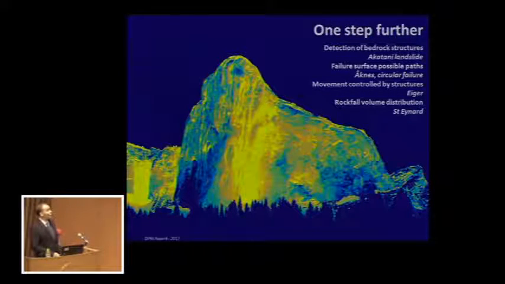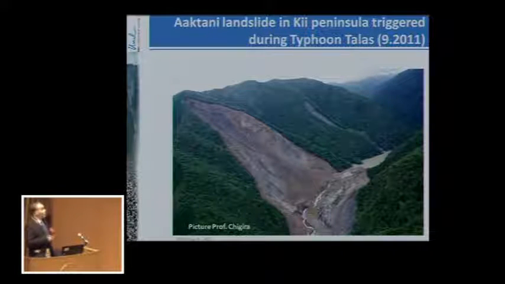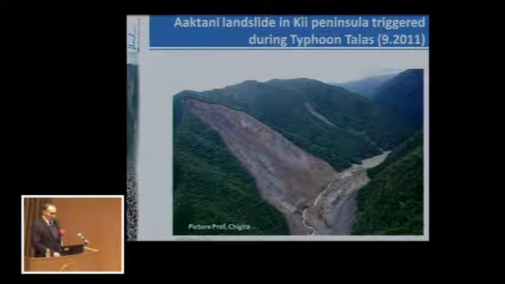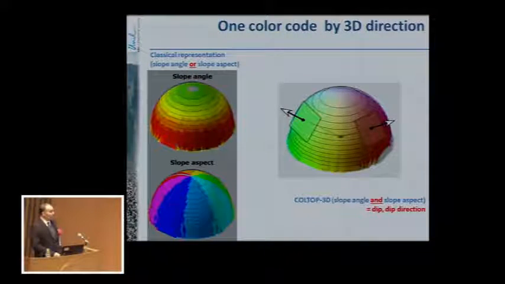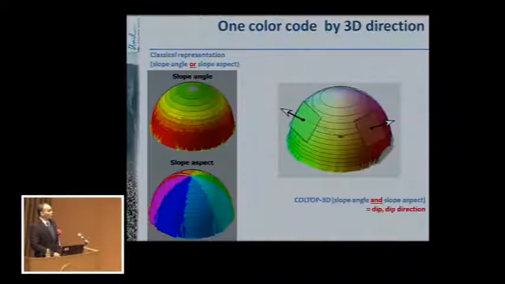Now I will just show you some more steps further, showing that we can also analyze things in other ways. This is again another landslide that occurred during the Talas typhoon in the Kii Mountains. This is the Akatani landslide, and it's a rather large one, but it's controlled by a fault, and Professor Chigira has analyzed this. On my side, I tried to do it simply, not knowing several things, but working blind. And I use this Coltop principle.